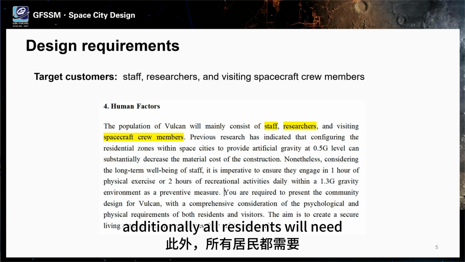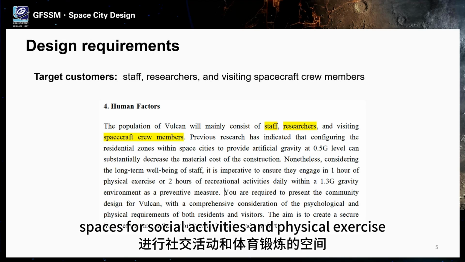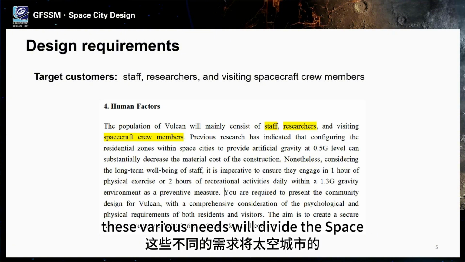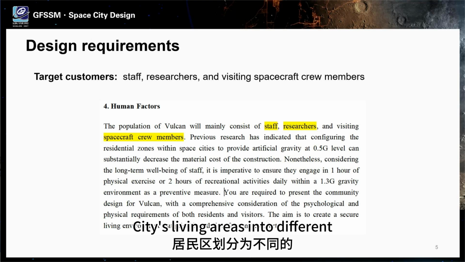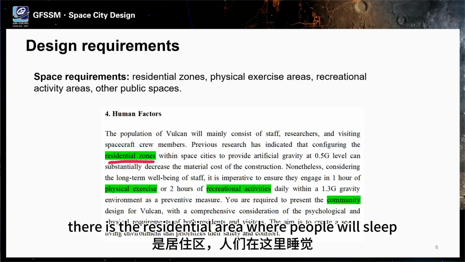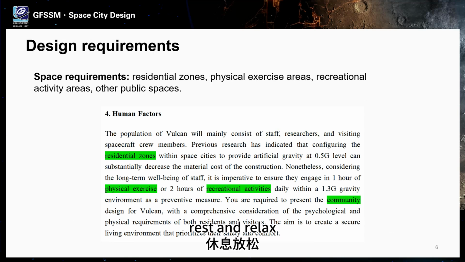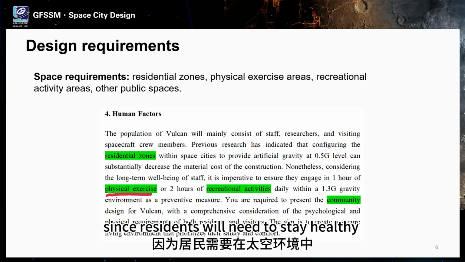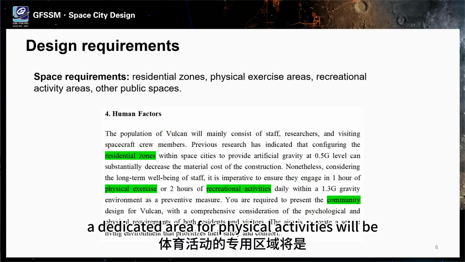Additionally, all residents will need spaces for social activities and physical exercise. These various needs will divide the Space City's living areas into different functional zones. First, there's the residential area, where people will sleep, rest, and relax. Then, there's the exercise area, since residents will need to stay healthy in the space environment. A dedicated area for physical activities will be essential.